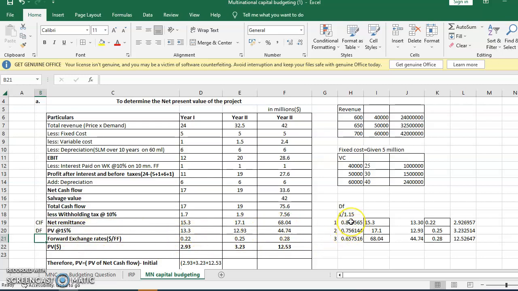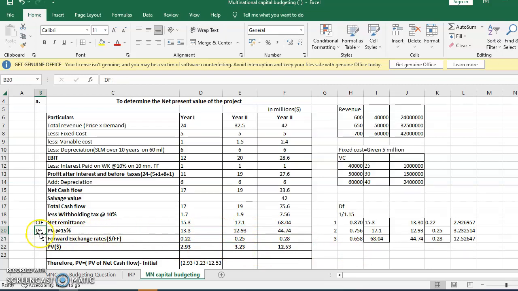Now look at this. 1 divided by 1.15 is 0.8695. Okay, I'm just reducing this further. I'll just reduce it and you'll get the value. So if you multiply 15.3 into 0.870, you get 13.30. 0.756 multiplied with 17.1, you get 12.93, and 0.658 into 68, we get 44.74. That is what is written over here. Yeah, this is the present value.